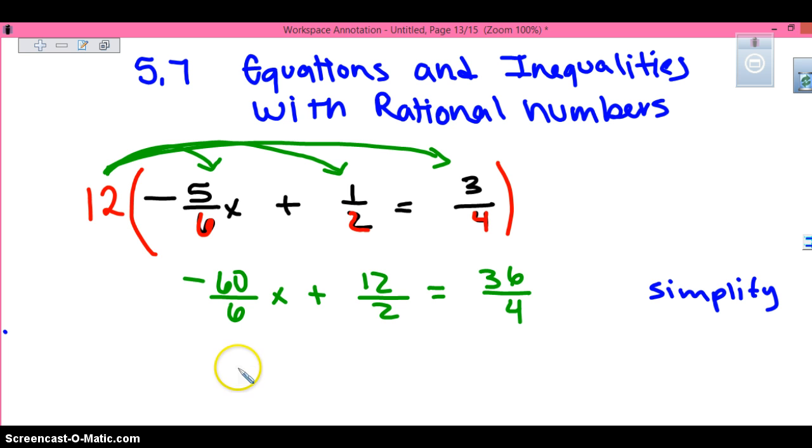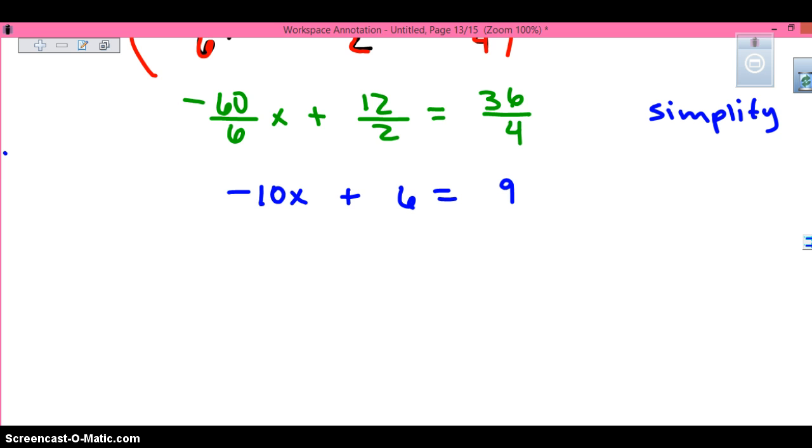-60 divided by 6 is -10x. 12 divided by 2 is 6, and 36 divided by 4 is 9. Once we're at this point, now we can solve our equation like we've been doing in the past. So to solve for x, we have to do the inverse operation of plus 6, so -6. What you do to one side, you do to the other. -10x equals 3.